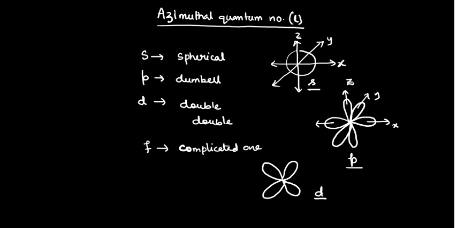Okay, now in order to identify the subshells, we use the azimuthal quantum number. For S subshell, azimuthal quantum number L is 0. For P subshell, the azimuthal quantum number L is equal to 1. For D subshell, L is equal to 2. For F subshell, L is equal to 3. So it goes like this.